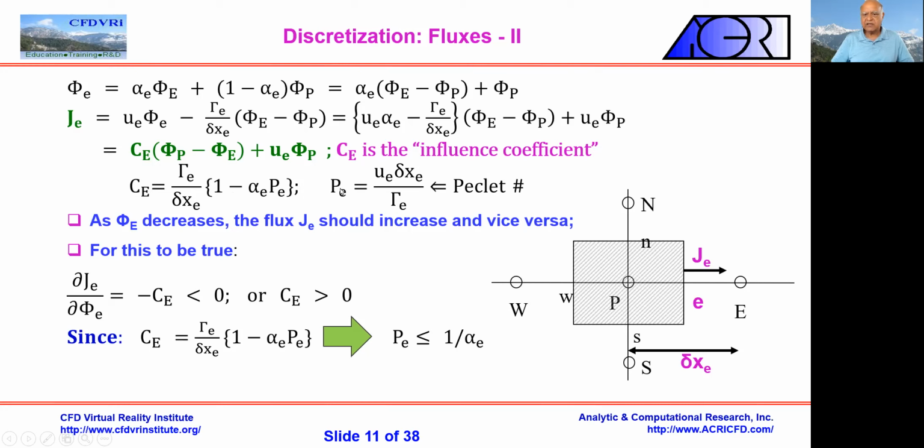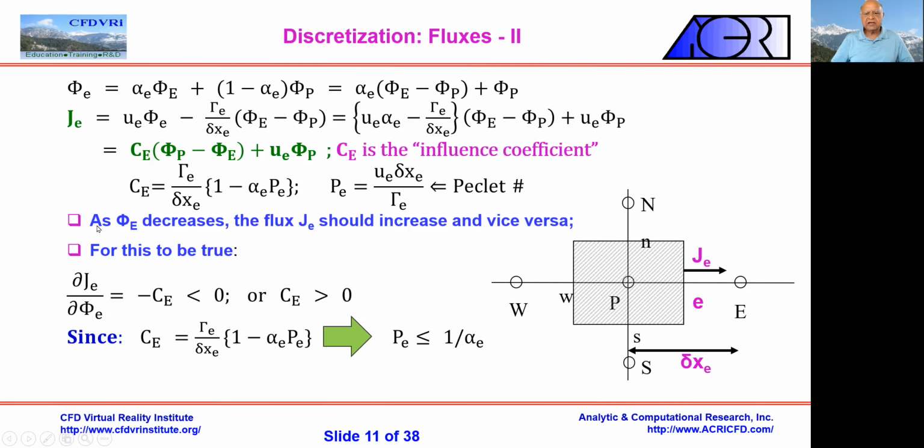Now, what is the Peclet number? The Peclet number is a measure of the ratio of convective fluxes to diffusive fluxes. The larger the Peclet number, the stronger the convective flow. So the Peclet number is basically velocity times the distance over gamma. Basically it's U E over gamma over delta X E, where delta X goes on the top, right? Okay, so this is the Peclet number.